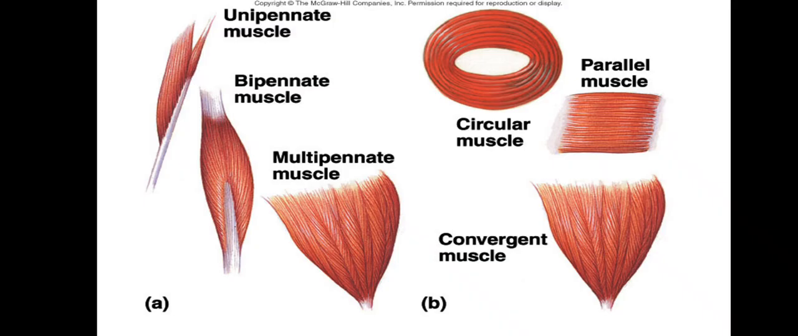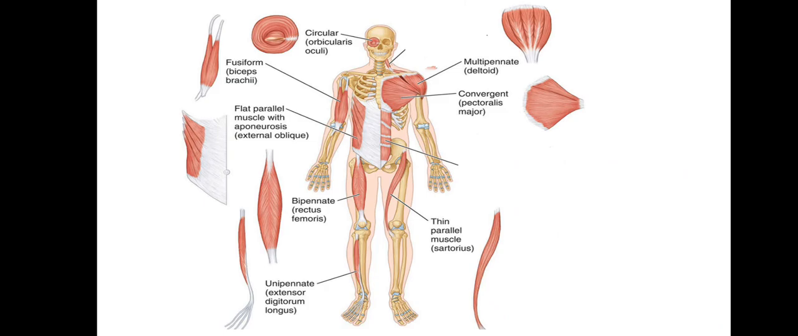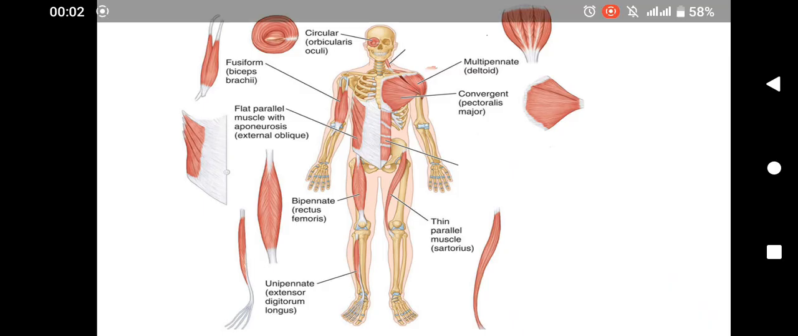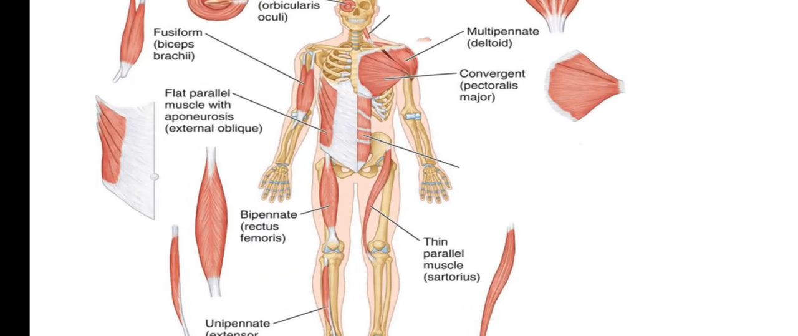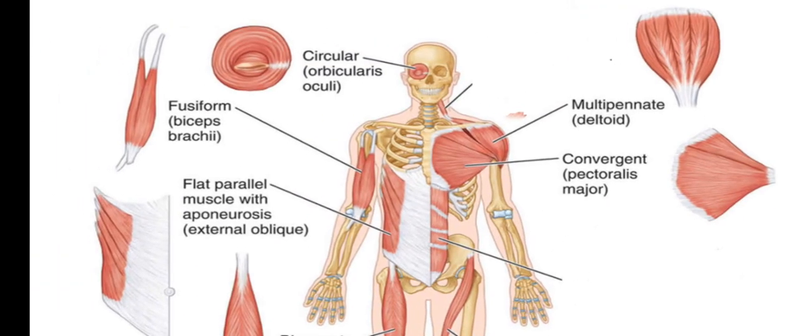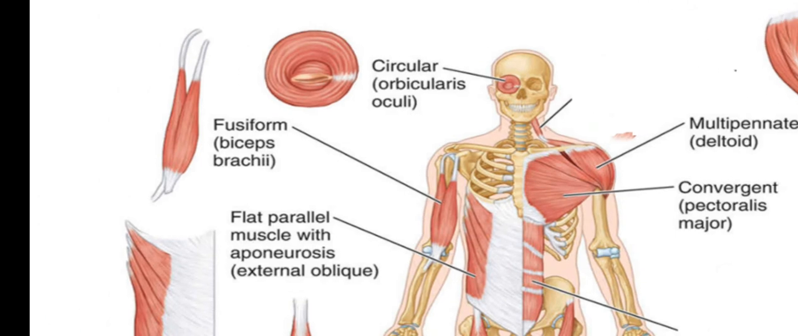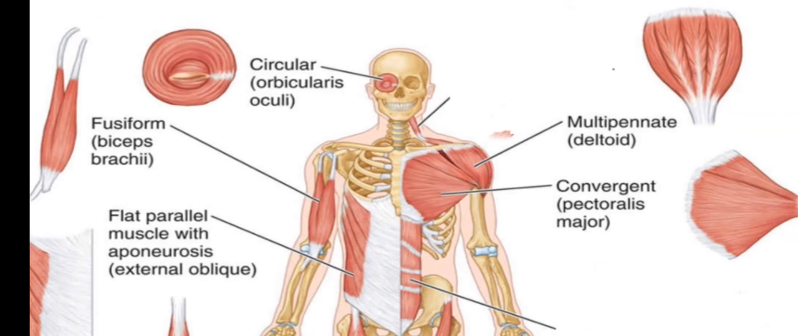Unipennate, bipennate, multipennate, circular muscles, parallel muscles, as well as what? Convergent muscles. All these different muscles are found in different areas or structures of the body, which we are going to explore on this particular slide. So let's start and see what we have on this slide. If I zoom in there, I've got my man, who has these different muscles. The muscular system is very, very interesting. So I'll start with the simple one.